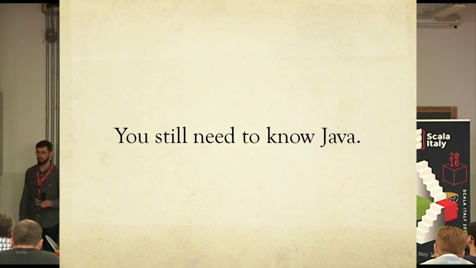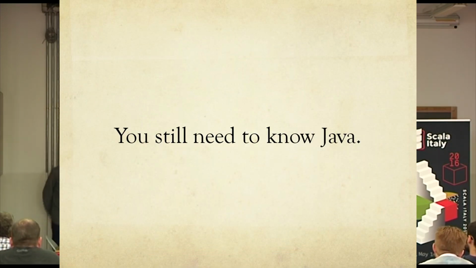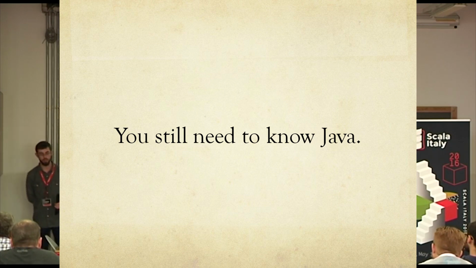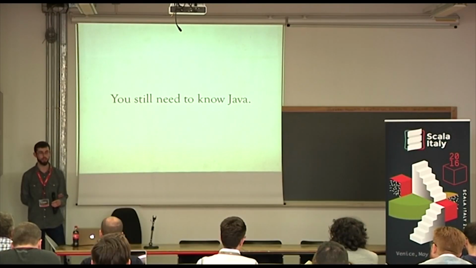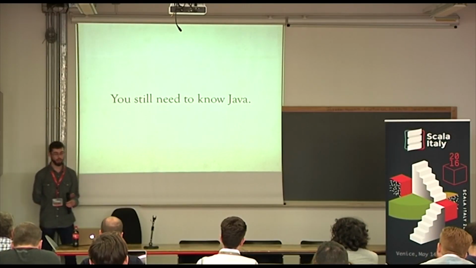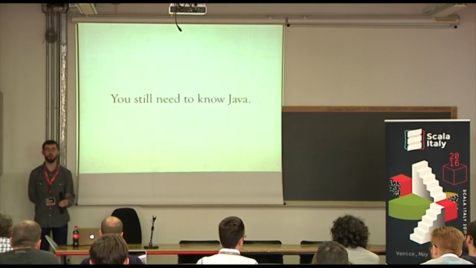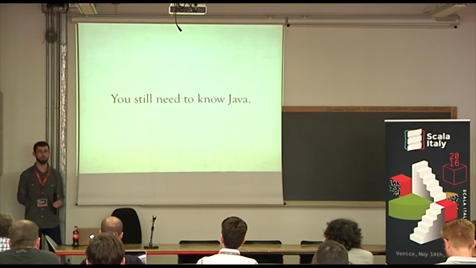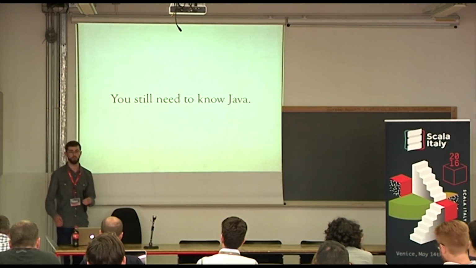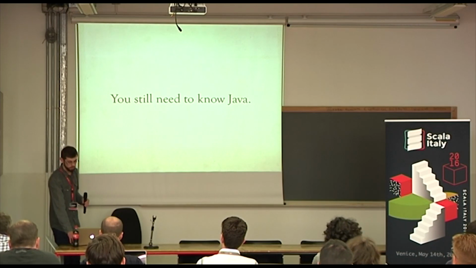Scala compiles in the JVM. It compiles into Java bytecode and runs in the JVM. Unfortunately, we still need to know some Java to be able to handle exceptions properly. Not only are the stack traces in Java, but a lot of our code interoperates with Java code. So it means that a lot of the exceptions we're dealing with are Java exceptions.